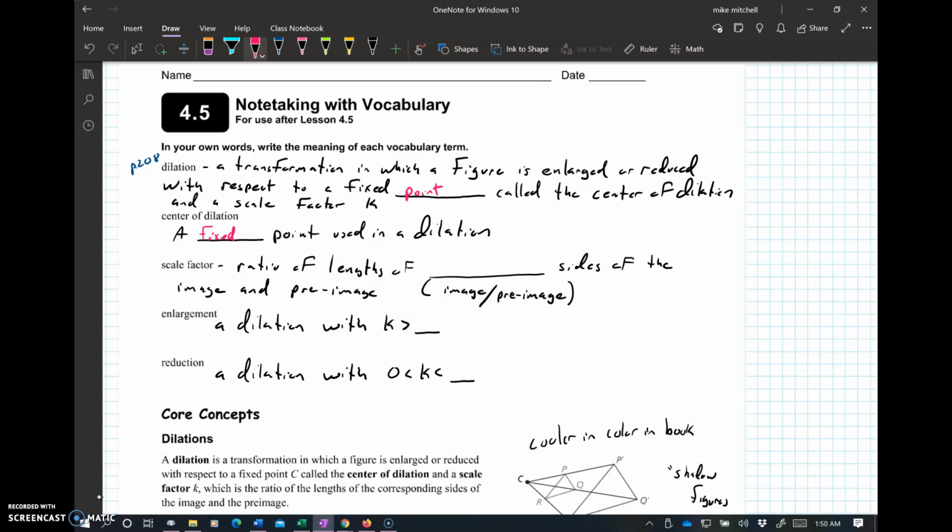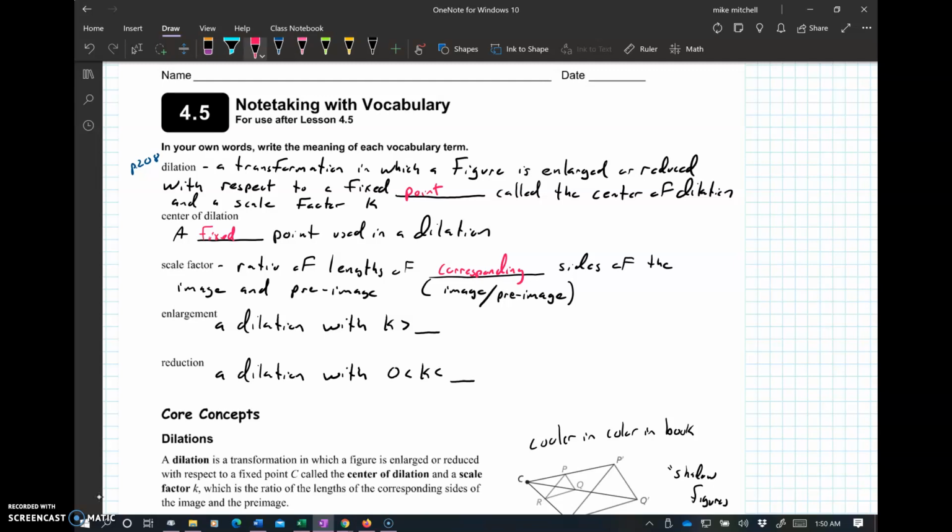Scale factor, ratio of lengths of corresponding sides. Anytime we're doing side length ratios in similar polygons, it's corresponding sides of the image and the pre-image. So that's, like I mentioned here, image over pre-image. Always after over before.